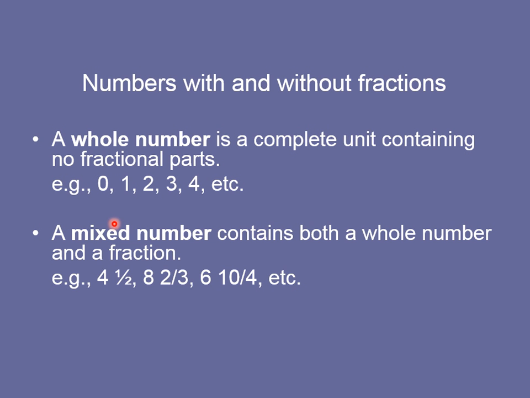Now, here are some whole numbers, right? We all know the whole numbers. We see the whole numbers every day. These are some numbers which have a whole number and a fraction combined together, okay. Let's say this one is what? 4 1/2, 8 2/3, 6 10/4. These numbers are called mixed numbers because they are neither whole numbers nor fractions alone, because they have both parts. They have both a whole number and a fraction, okay?